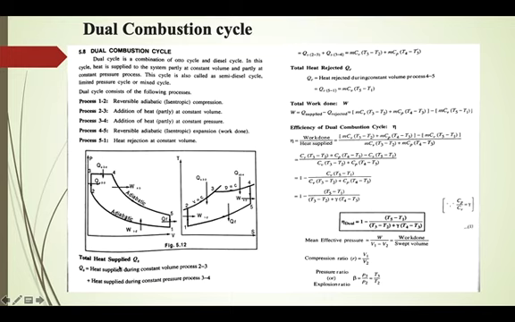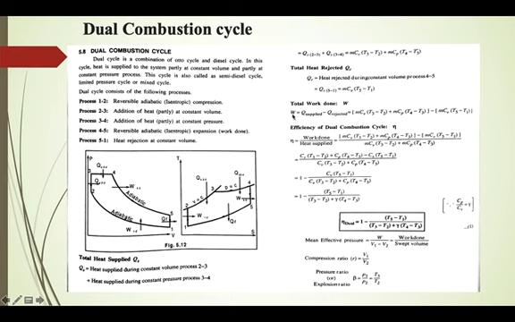So here the total heat supplied, QS, is equal to the heat supplied during process 2 to 3, which is constant volume, plus 3 to 4, which is constant pressure. You can write the expression for both: for constant volume it is m Cv (T3 minus T2), and for constant pressure it is m Cp (T4 minus T3). Total heat rejected, happening at constant volume, is m Cv (T5 minus T1).